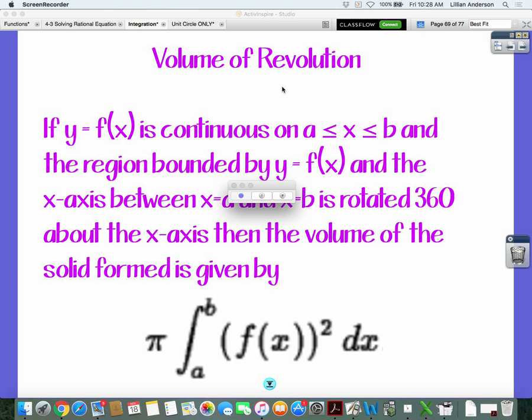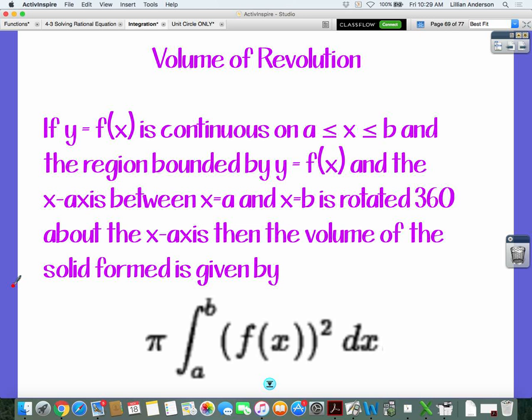All right, so we're talking about volume of revolution here. It goes along with area in the sense that you're still using the fundamental theorem of calculus to determine particular different things about different functions.